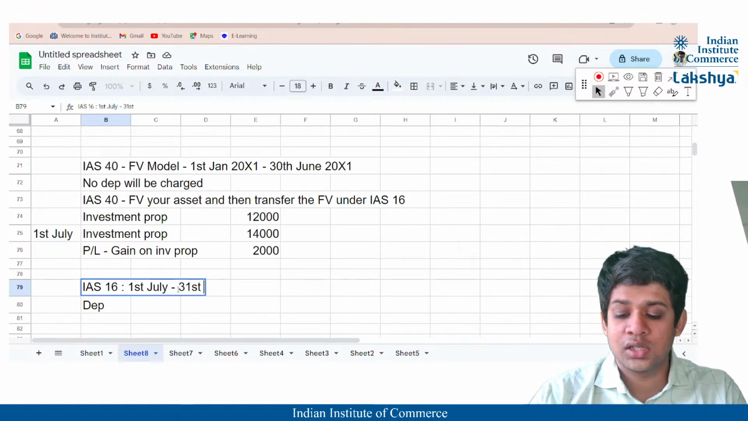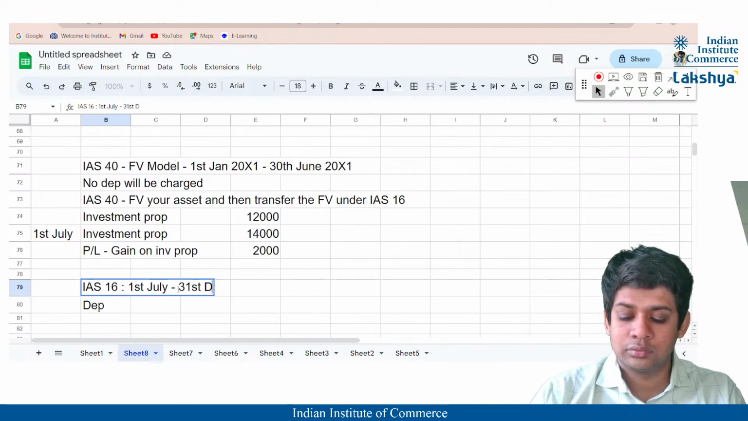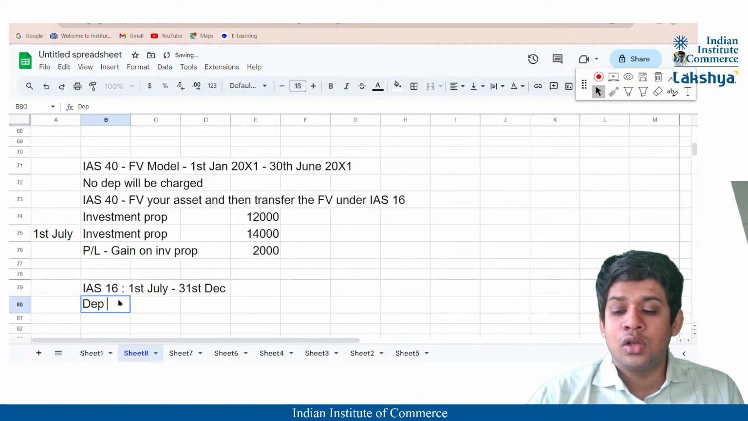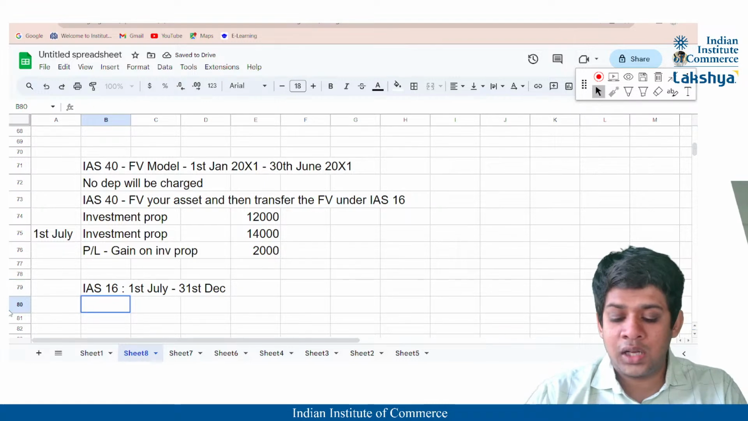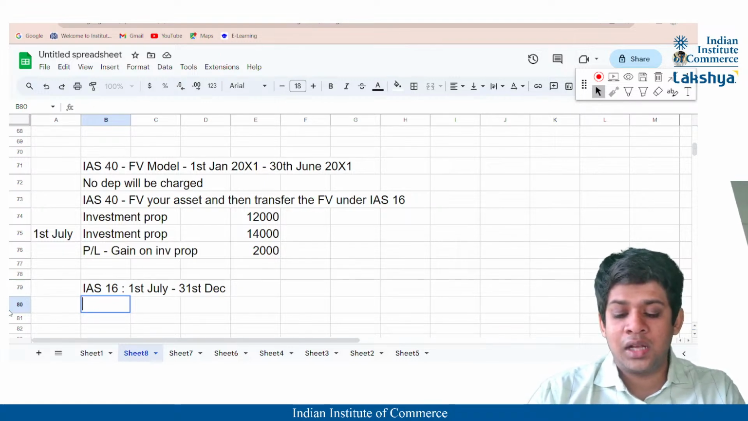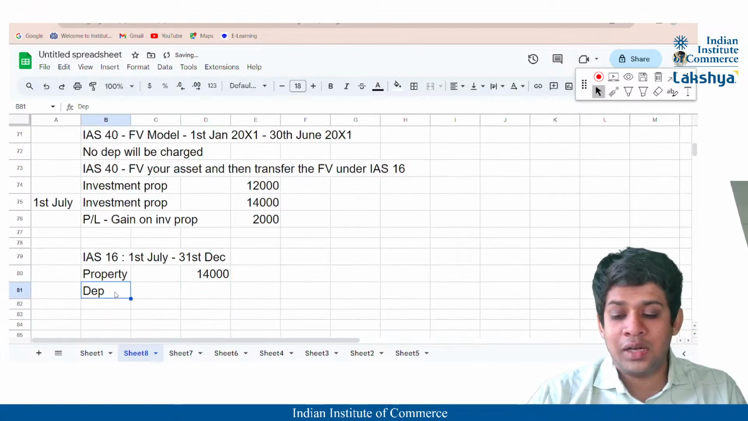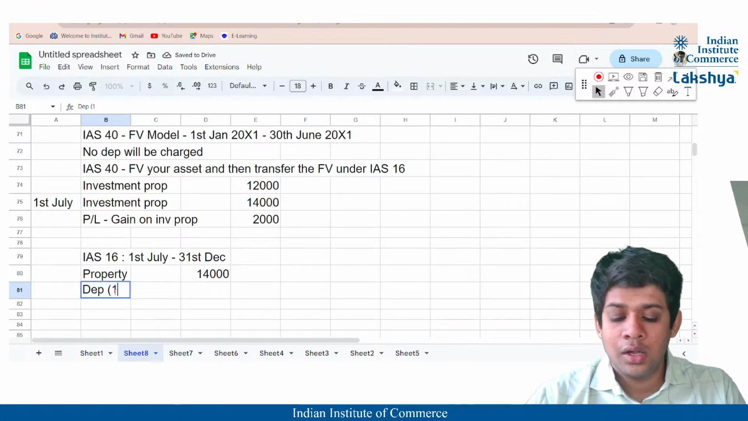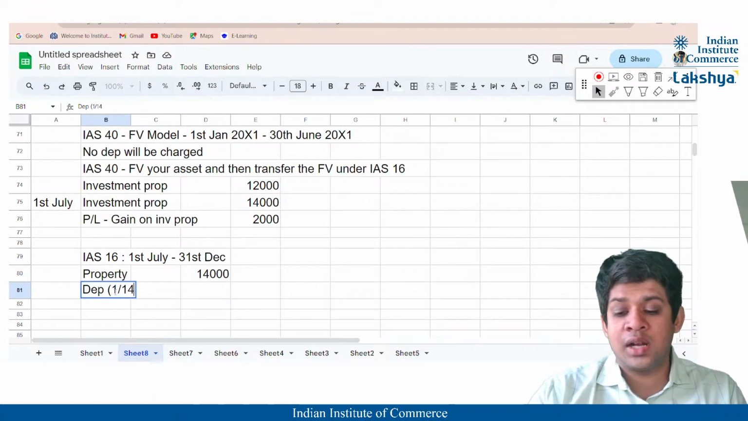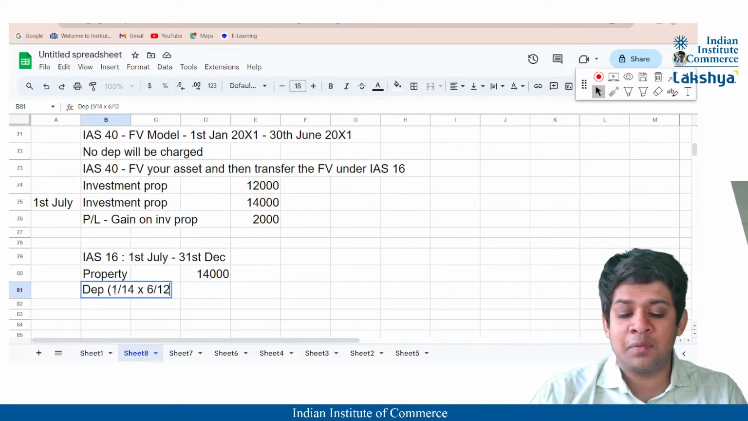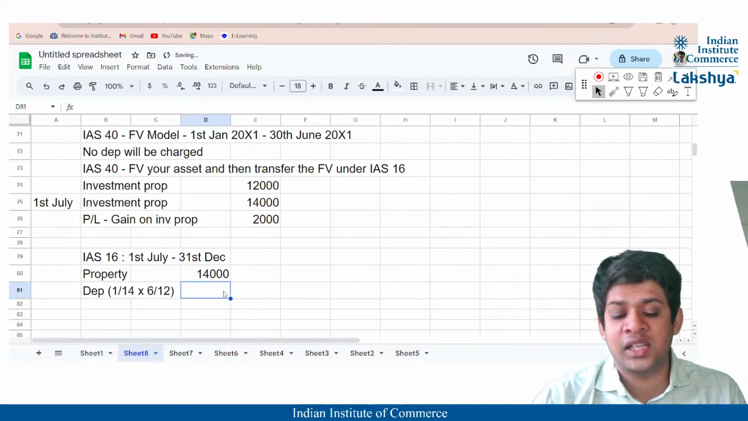1st July to 31st December. Right? So, firstly, my property under IAS 16 will now be considered as a property having a value of 14,000, which is its new value. And the depreciation that will be charged is going to be nothing but 1 divided by 14, because 14 was the remaining useful life on that date, at the date of transfer, and 6 divided by 12 because you have to charge depreciation of only 6 months.